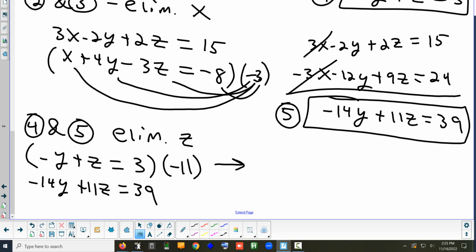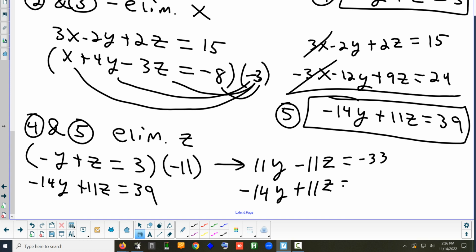Abigail, what's negative 11 times negative y? 11y. And negative 11 times z, Naija? Negative 11z. And Tyler, negative 11 times 3? Negative 33. Copy it over again. Half of this is just copying something you already have. Negative 14y plus 11z equals 39.